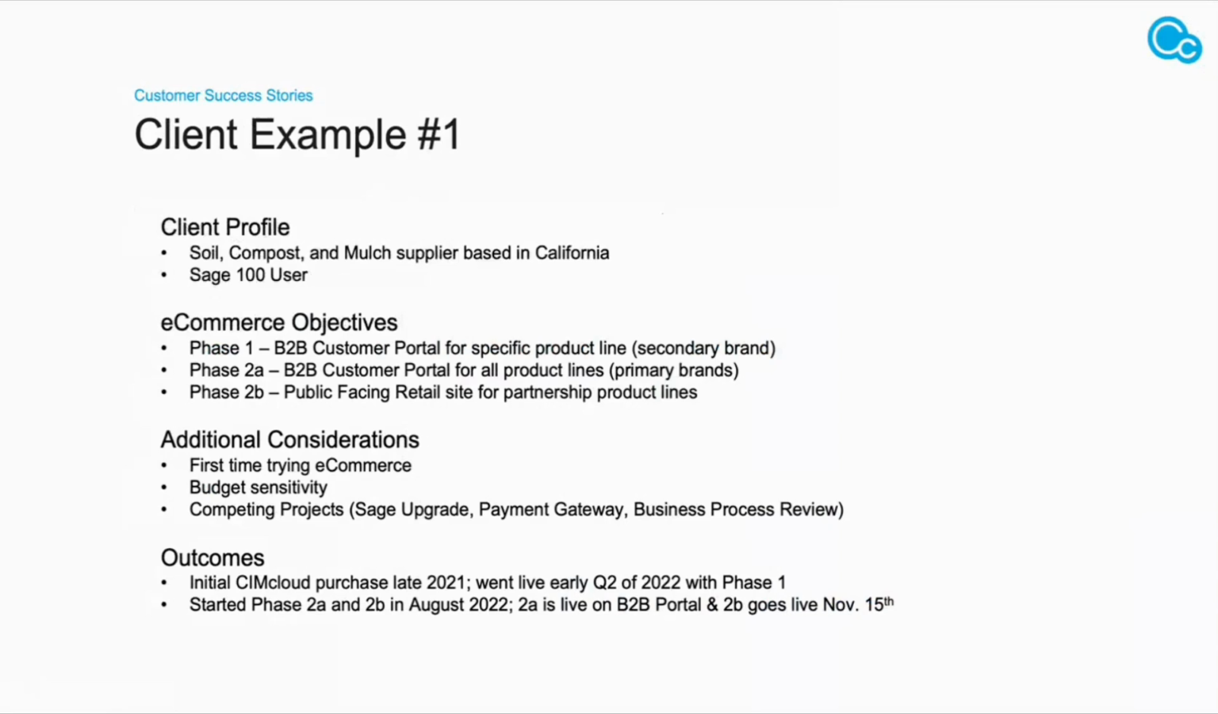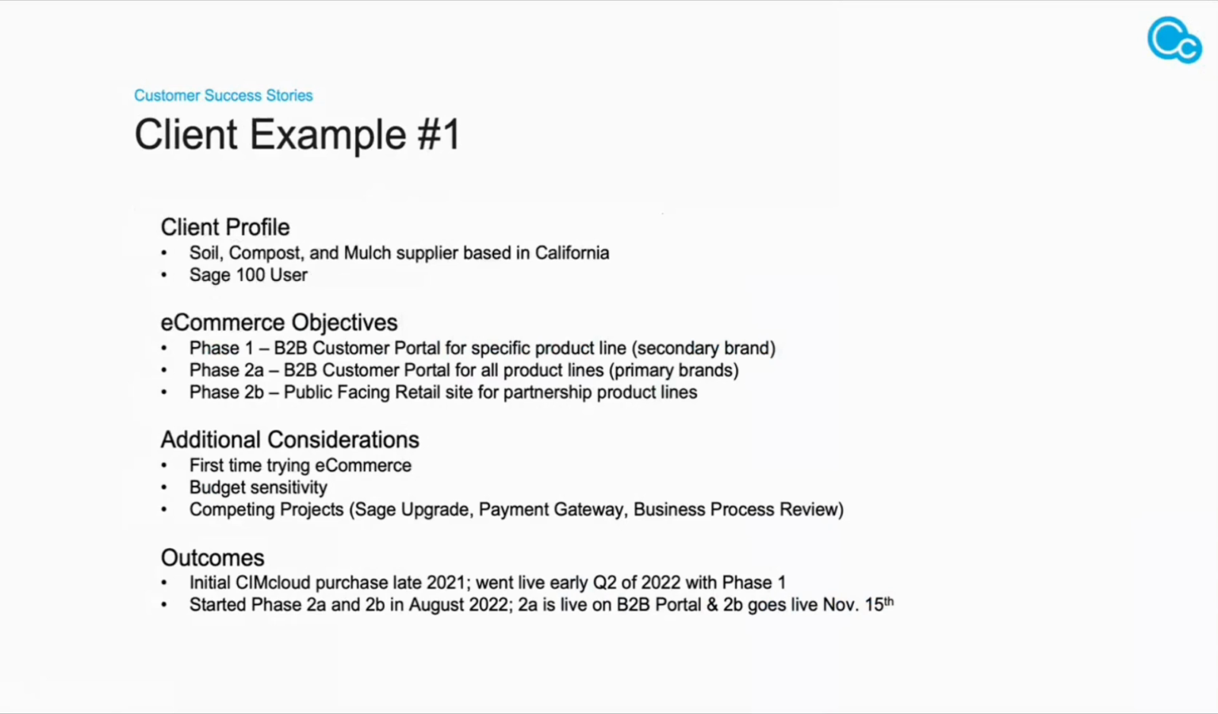In phase two, they wanted to kind of simultaneously introduce the rest of their product offering to that existing customer portal group. And then they also wanted to open up a retail site. And it's really unique. They're doing partnerships with different municipalities. So incentivizing customers to buy through them on behalf of different cities. So a very unique use case here. But basically, they wanted to start with phase one, get adoption, get success, and then move forward.